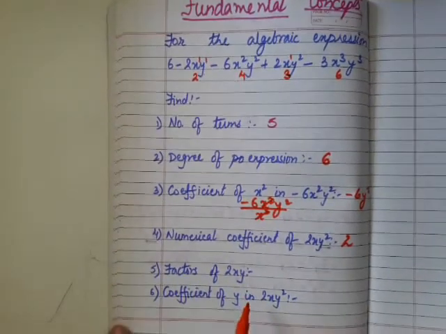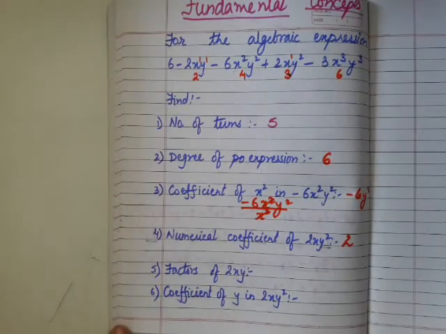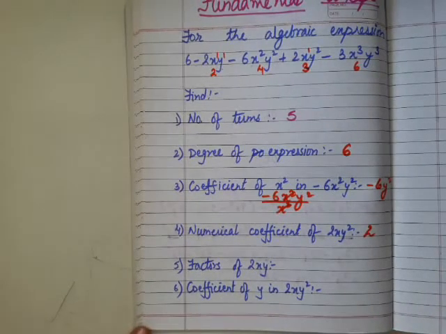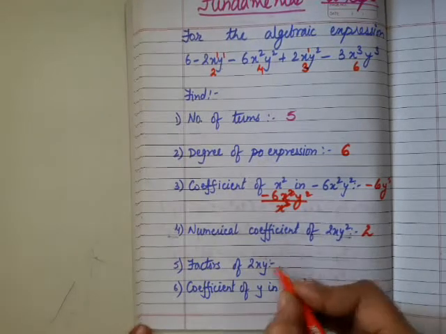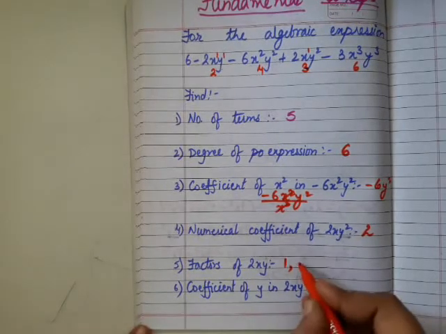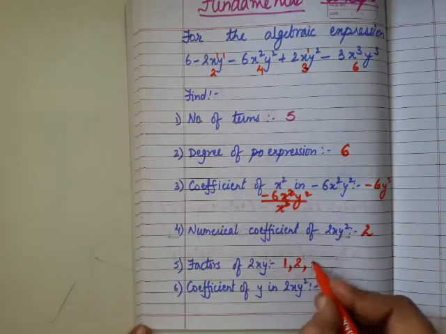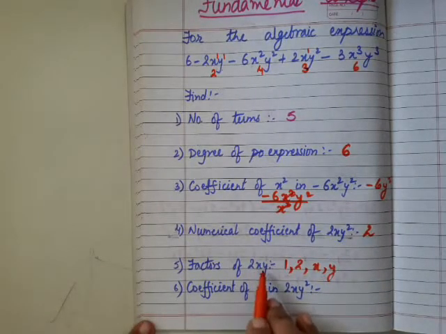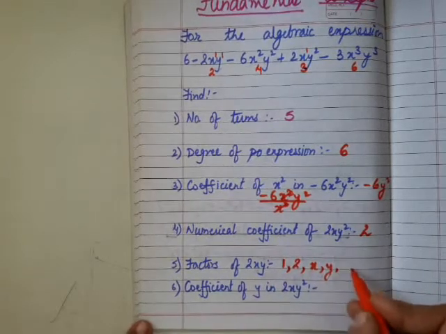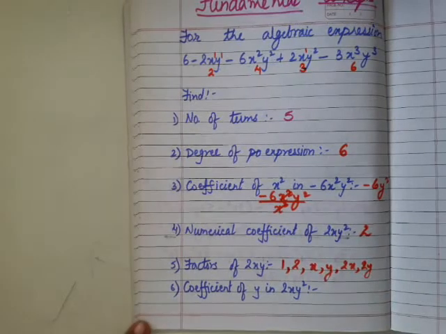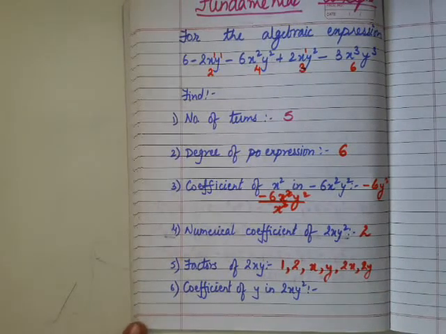Next, factors of 2xy. You know what is meant by factors. Just like the factors of arithmetic numbers, normal numbers, same way we have the factors of algebraic terms also. So 1 is a factor of every number, so we write down 1. Each number is a factor of itself. This one is made up of 2, x and y, so you have 2xy. Now this is nothing but 2 into x into y. So the combinations of the terms like 2x, then you have 2y. So these are the factors of 2xy.